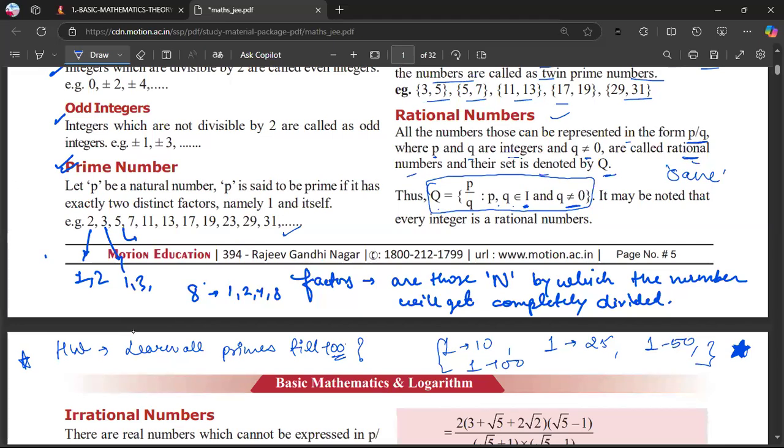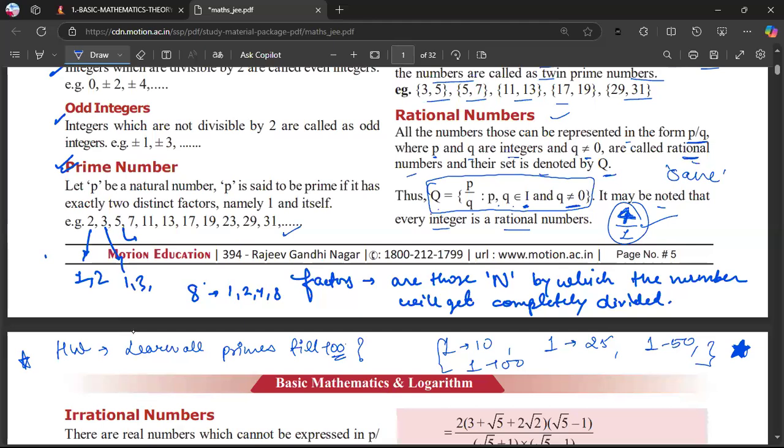It may be noted that every integer is a rational number. How? Let's say 4. So 4 has 1 in the denominator, so it is also a rational number. Every integer is also a rational number. Clear about rational numbers?